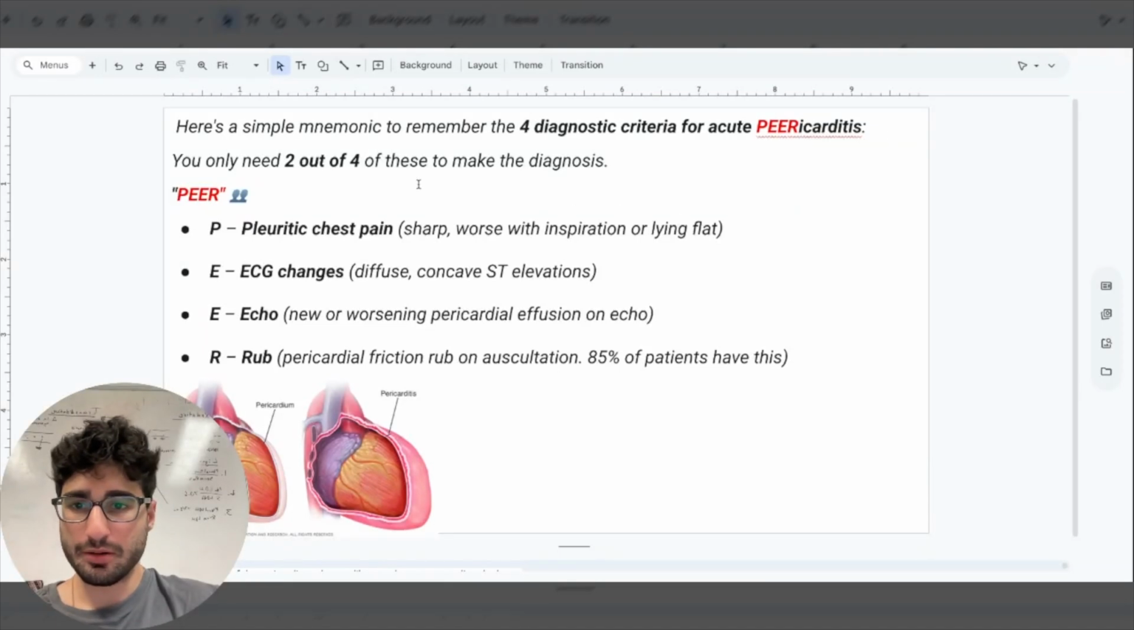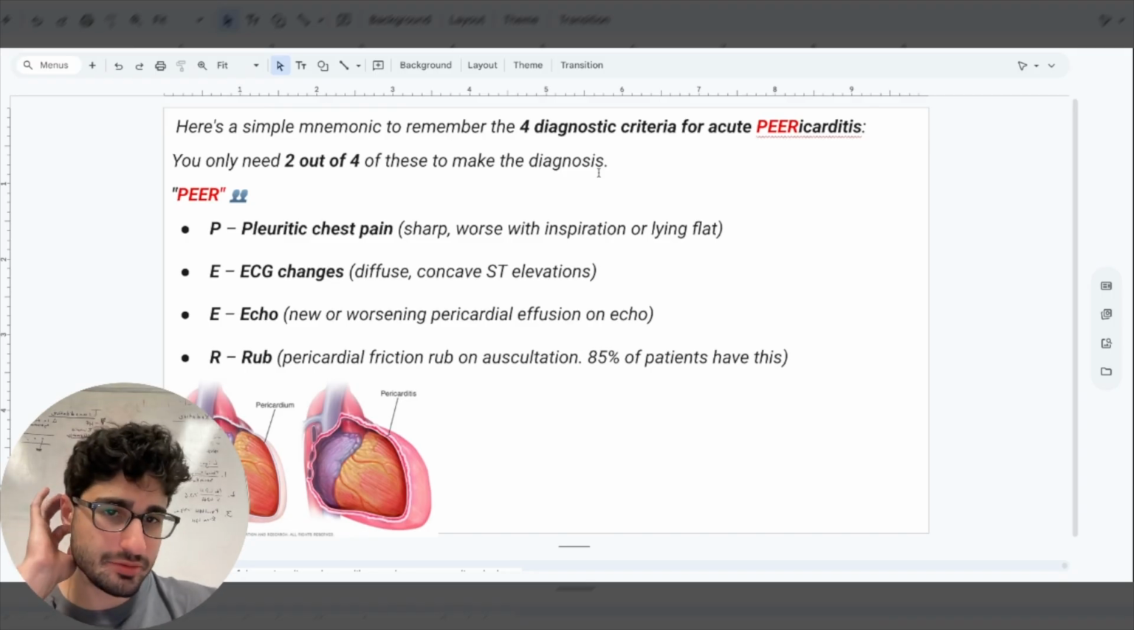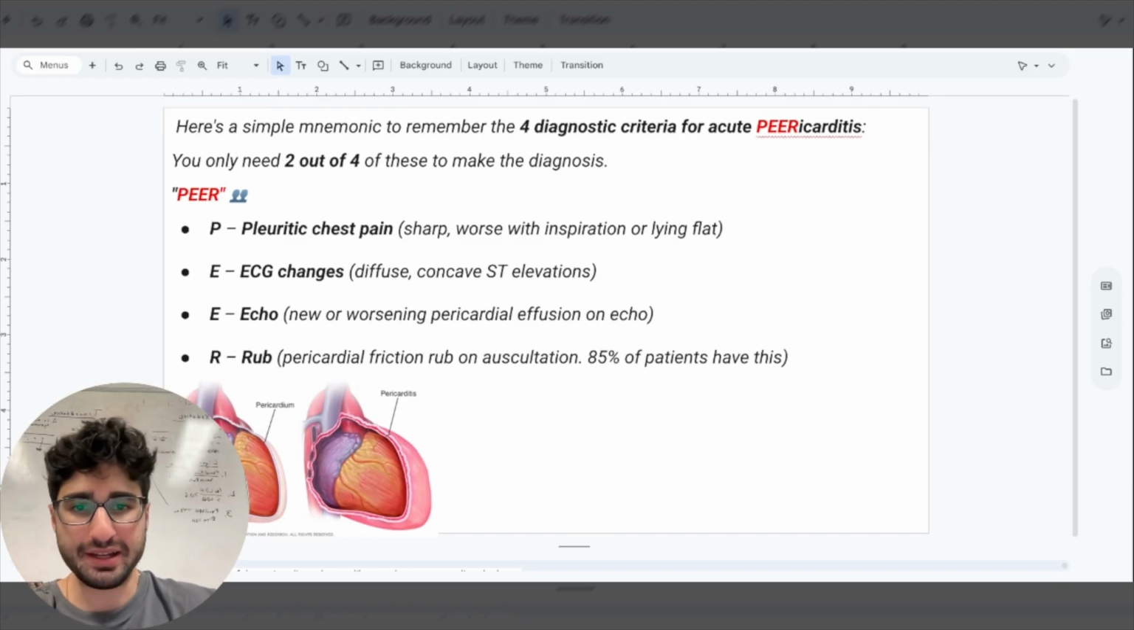Hello everyone, in this video we'll be going over pericarditis. We'll be first going over a mnemonic to remember the diagnostic criteria for pericarditis, and then we'll also be going over the treatment.